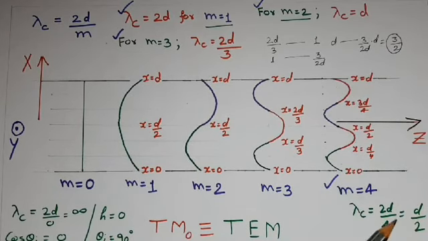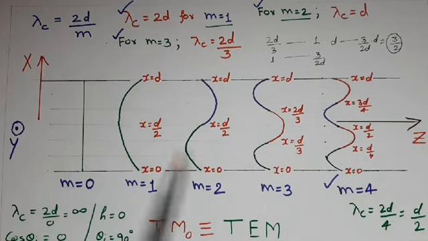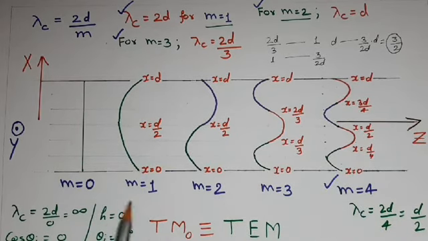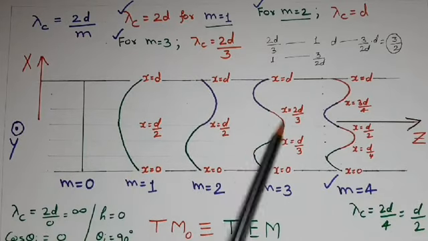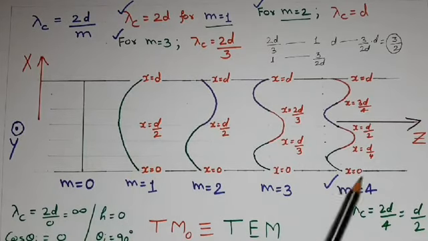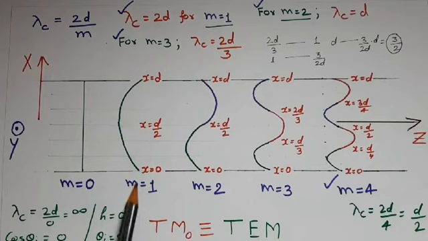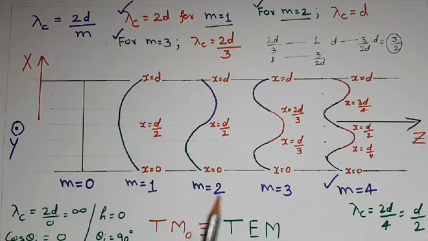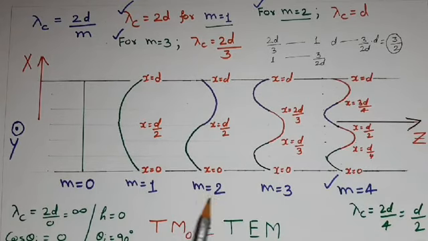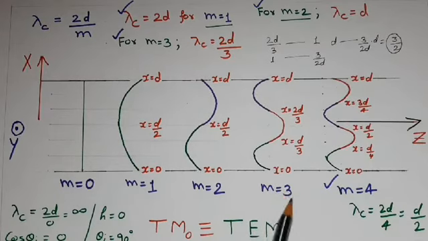Here we also observe that as the mode of propagation increases, meaning the value of m increases, the rate of change of field between the planes increases. For m is equal to 1, the rate of change of field with change in x is less as compared to m is equal to 2, and field variation is less for m is equal to 2 as compared to m is equal to 3 and so on. So the rate of change of field variation increases as the mode increases.